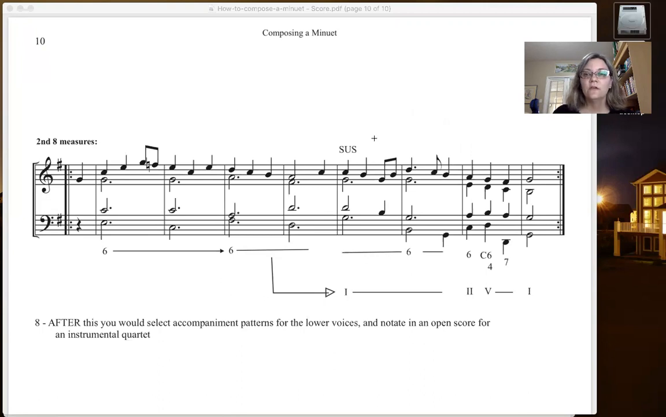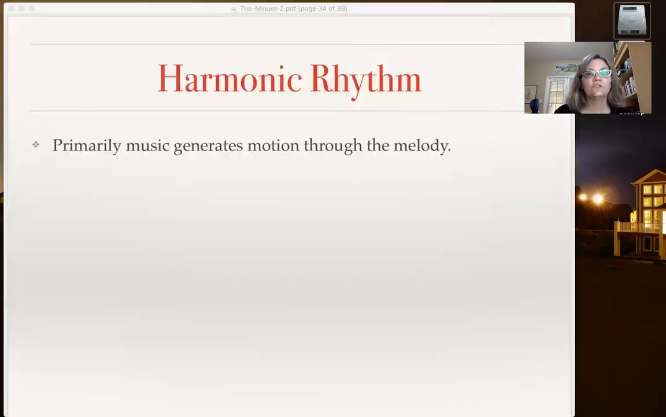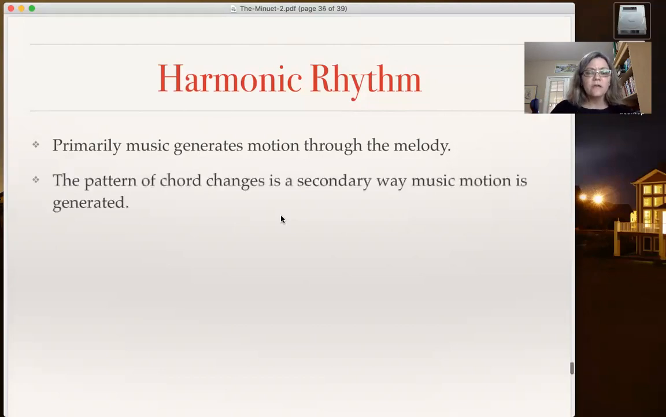Stop it there on the second repeat, because I want us to end this video with one last thing, which is a talk about harmonic rhythm. So normally music, or primarily music, generates motion through a melody. We listen to the melody and that's what moves things along. Okay, but the pattern of chord changes is a secondary way music motion is generated.